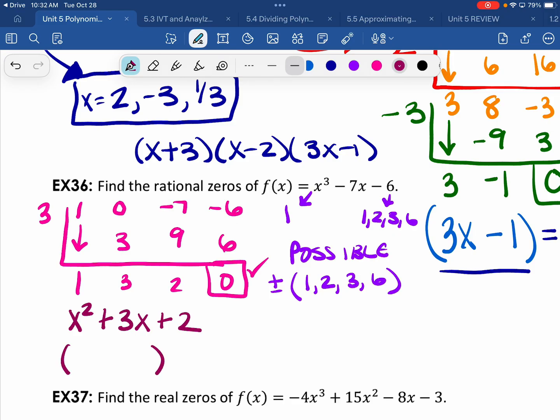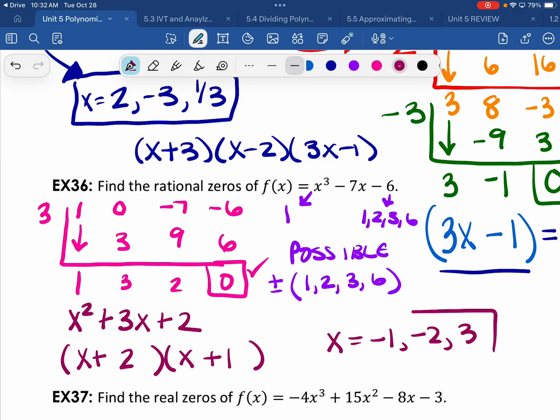And I can factor: what two factors multiply to give you 2 but add to give you 3? 1 and 2. So my zeros are going to be -1, -2, and 3, the one you divided from the beginning. Don't forget about him.